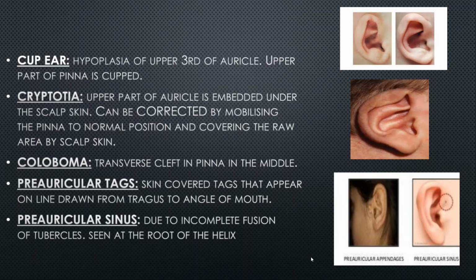Preauricular tags, it is also called as preauricular appendages. The skin covers tags that appear on a line drawn from tragus to angle of mouth. And preauricular sinus, it is due to incomplete fusion of tubercles. It is seen at the root of the helix.